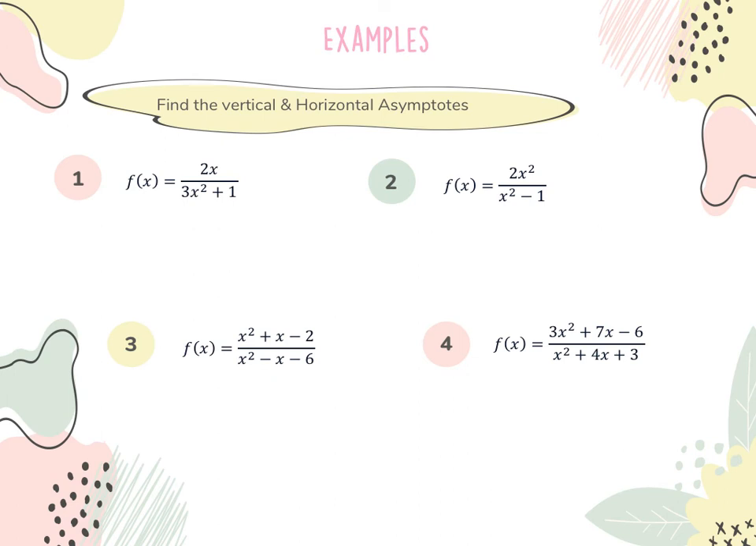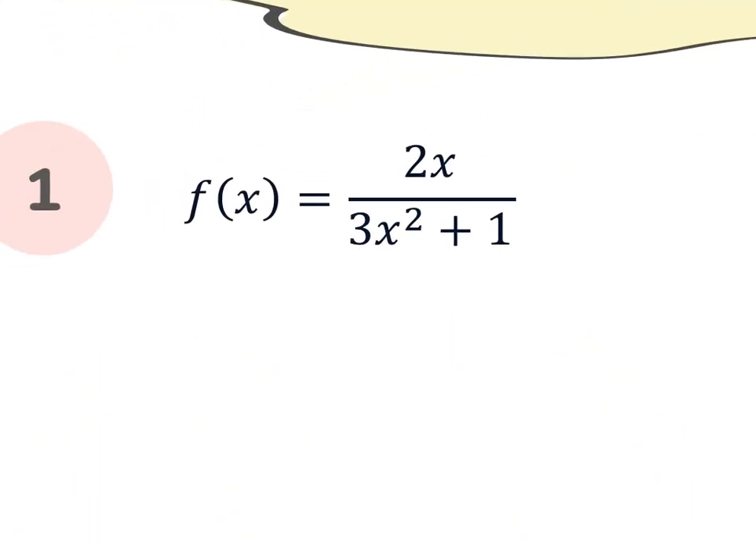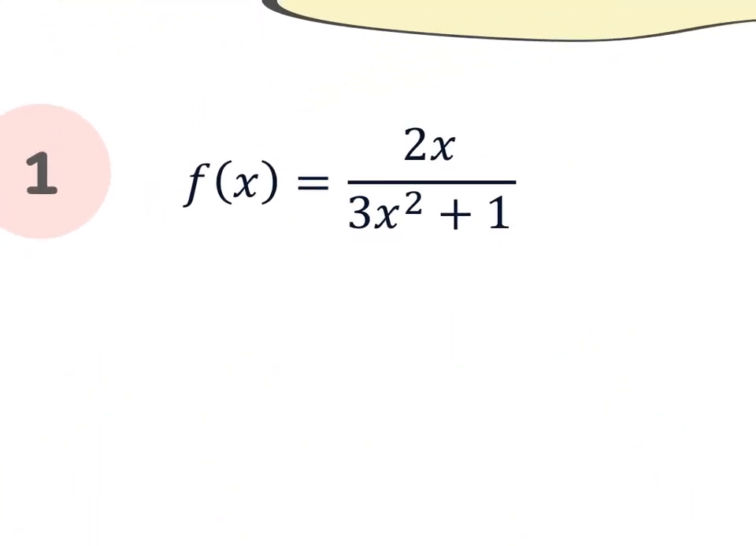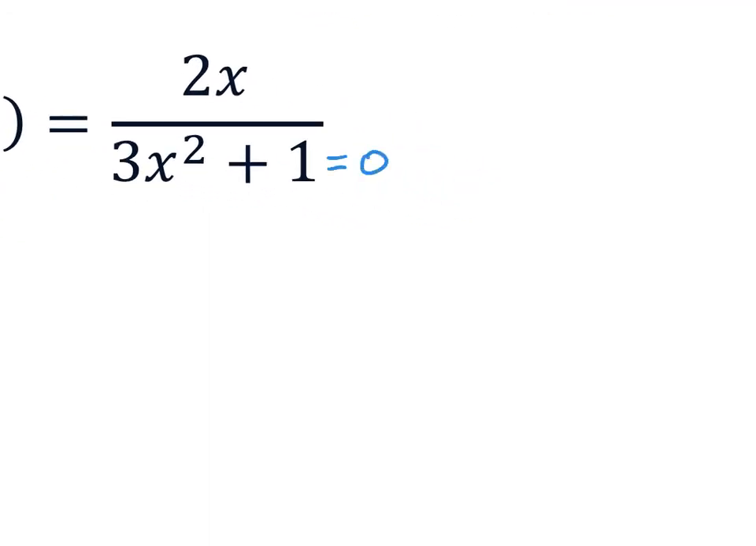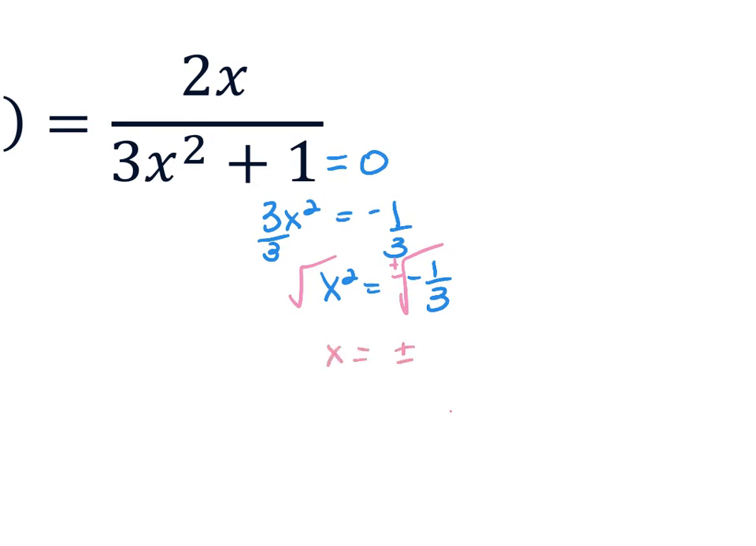All right, now it says vertical and horizontal asymptotes. So the vertical, I set my denominator equal to 0. So I'm going to set this equal to 0 and solve it. 3x squared equals -1. Divide by 3. X squared equals -1/3. Square root, putting a plus and minus at the front. And I get x equals plus and minus the square root of -1/3. Are those real numbers? No. So there's actually no vertical asymptote.